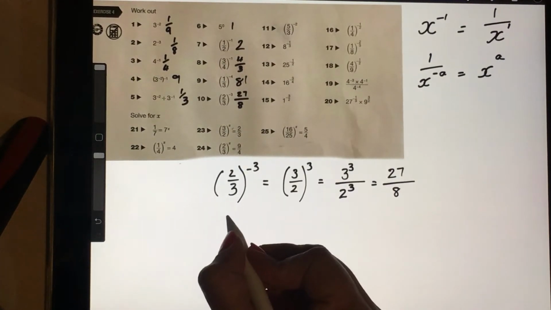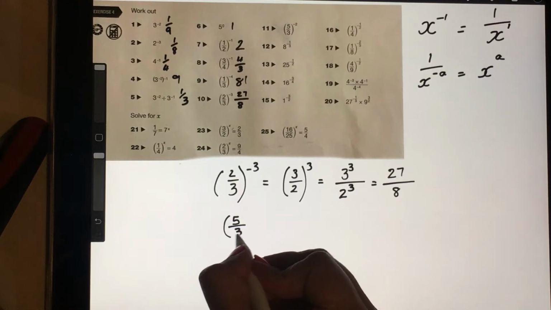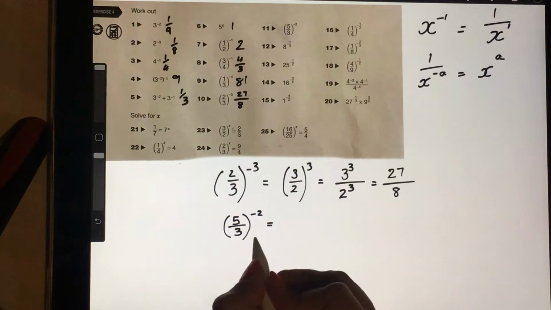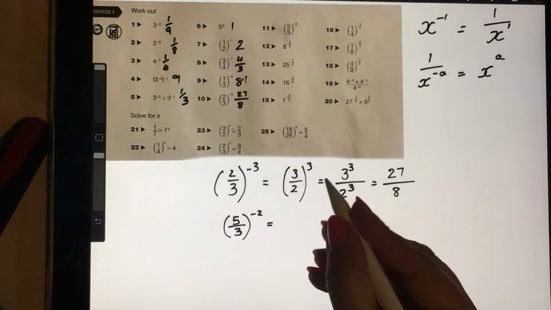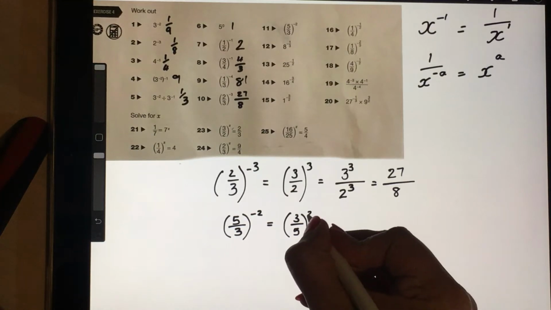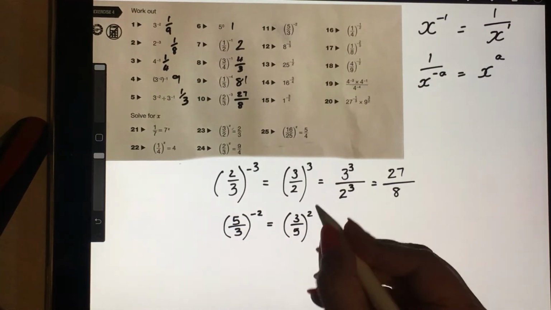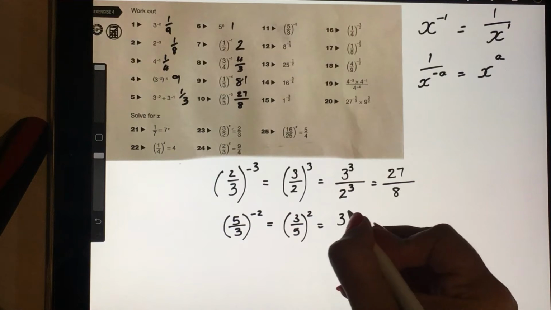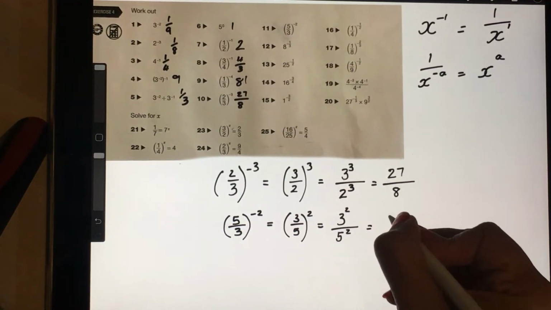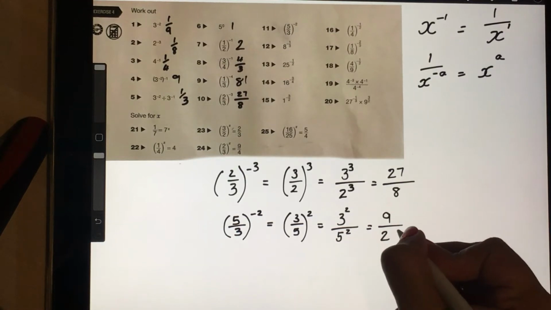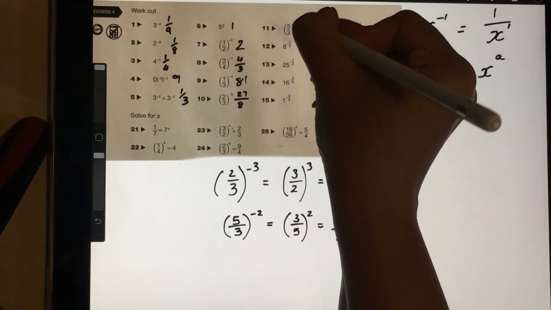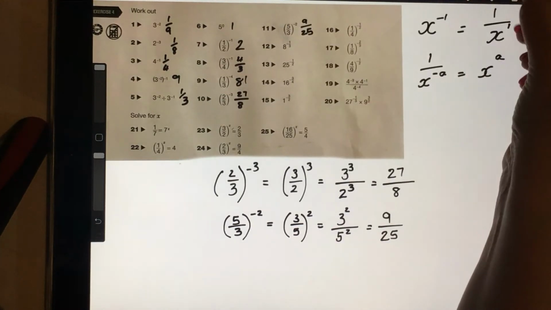For number 11, we've got 5 over 3 raised to the power of negative 2. That means that we flip everything inside the bracket to get rid of the negative power. And now we simply remove the bracket. So 3 squared over 5 squared. 3 squared is 9, 5 squared is 25. So we've got for number 11, 9 over 25.